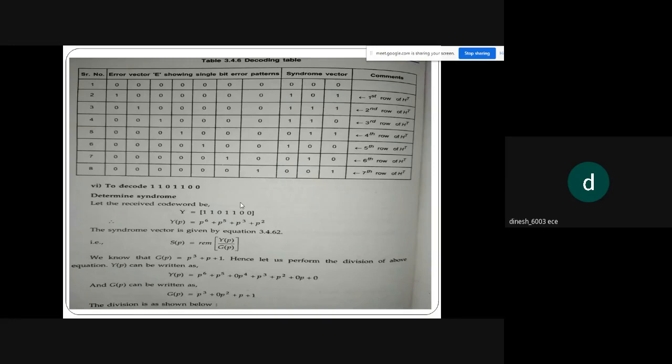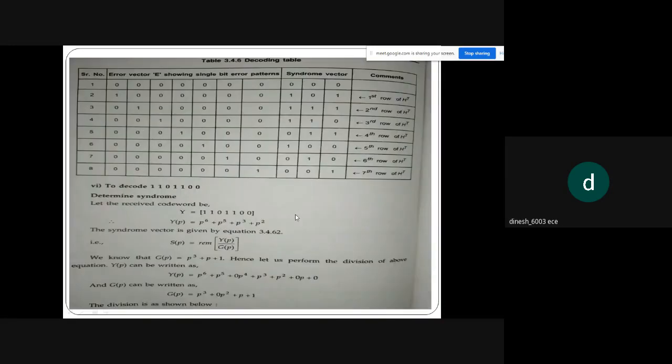1 1 0 1 1 0 0, which is our received code vector. So simply write the equivalent polynomial of that. P power 0 is not there, p power 1 is not there, p power 2 is there, p power 3 is there, p power 4 is not there, p power 5 and p power 6 are there. So y of p is p power 6 plus p power 5 plus p power 3 plus p power 2.